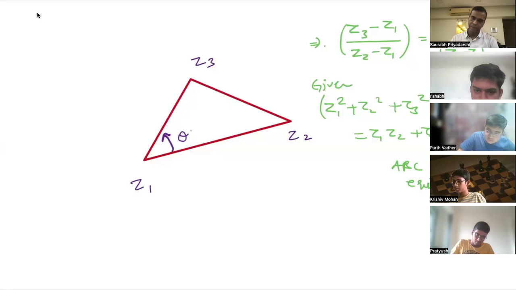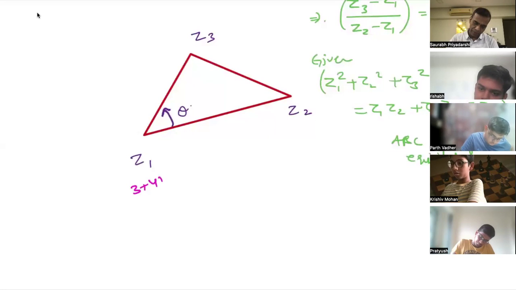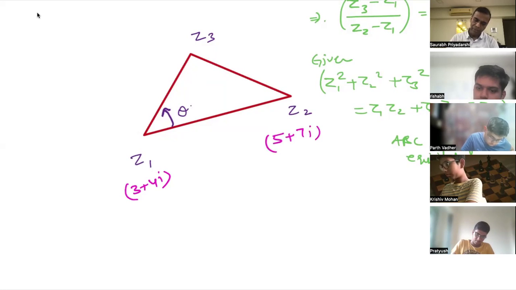Now, for revision purposes, or just for starting, I'm giving you a question. Z1 and Z2 are given: Z1 is 3 plus 4i and Z2 is 5 plus 7i. If the triangle is equilateral, find Z3.